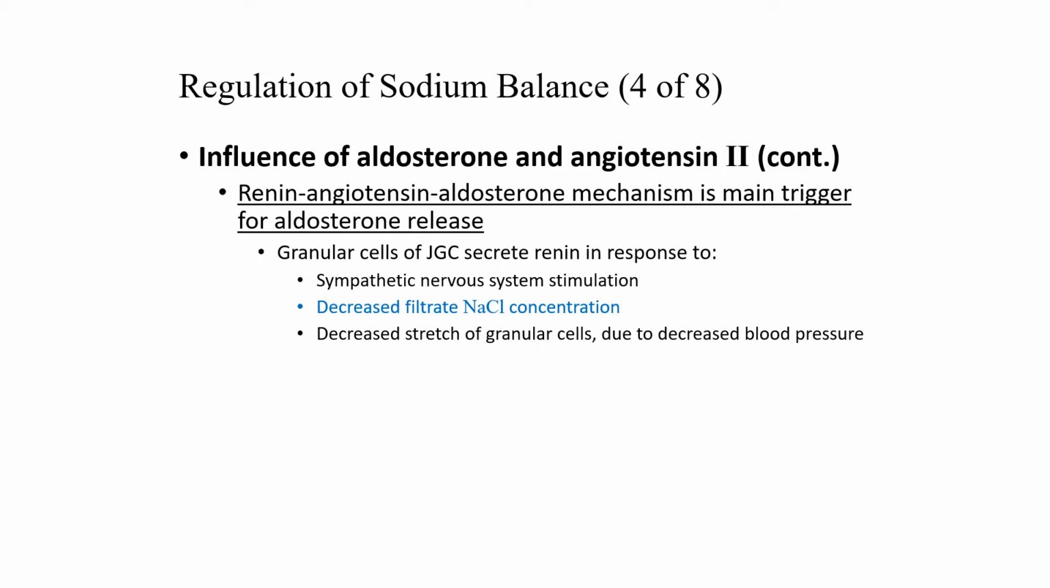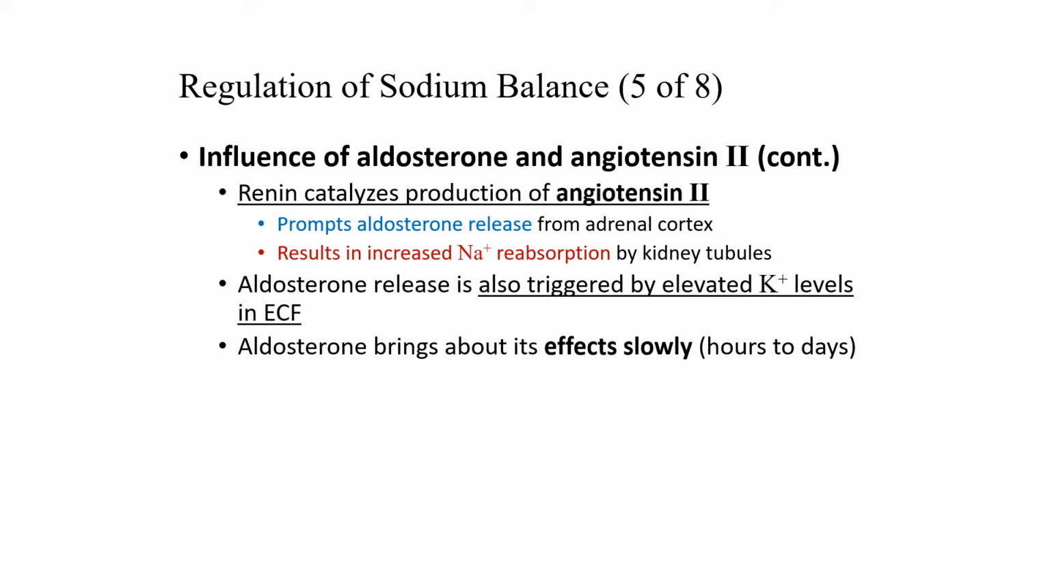The renin-angiotensin-aldosterone mechanism is the major trigger for aldosterone release, so that when there's a decreased filtrate sodium chloride concentration, then renin is going to be secreted. Renin catalyzes angiotensin 1 to angiotensin 2. This causes aldosterone release from the adrenal cortex, and that results in an increased reabsorption of sodium by the kidney tubules. And if sodium is being reabsorbed, what follows it? You're right, water.